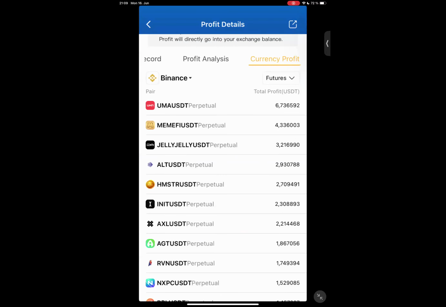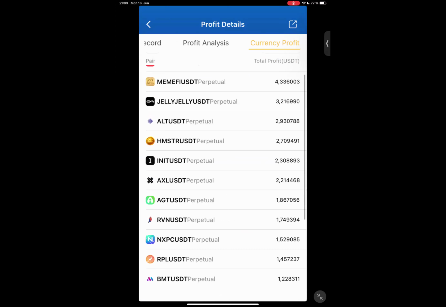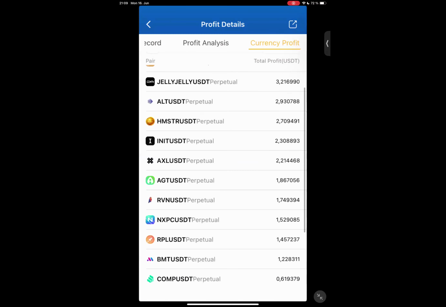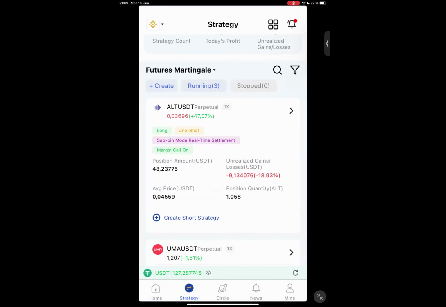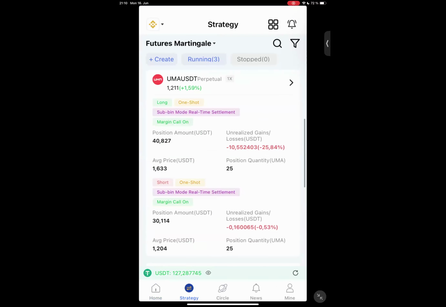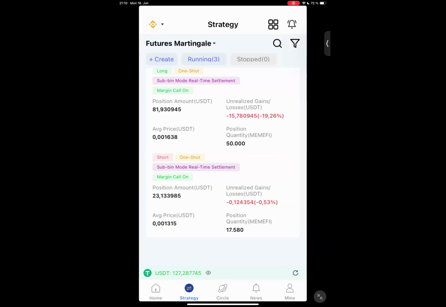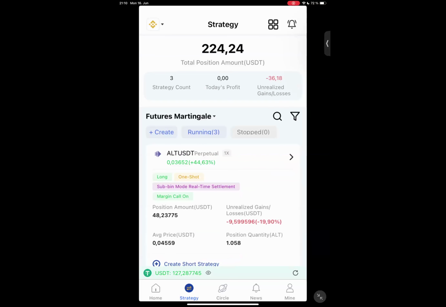So these are results from futures. You can see that is not bad. I started trading on the futures market just a few days ago, I think 1 week ago. All right, so let's go to strategy. This is where you see the coins. If you're trading on the futures and the coin has not closed, you don't lose anything.